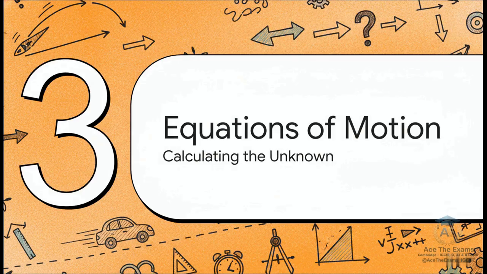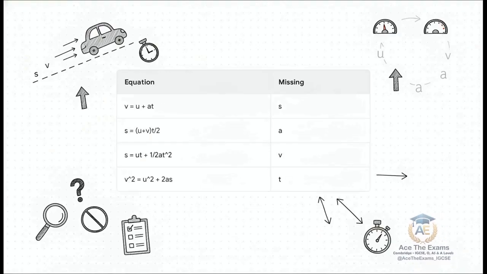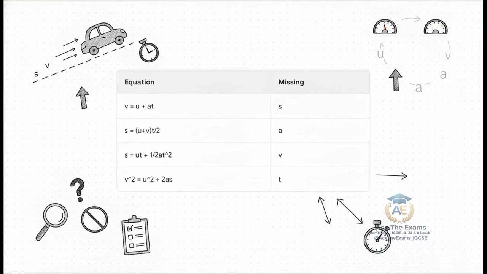Section 3. The equations of motion. Calculating the unknown. Having visualized the motion, we now enter the absolute heart of kinematics. This is where we solve for exactly what we don't know using the famous 4 equations of uniformly accelerated motion. Consider this table your ultimate exam cheat sheet.